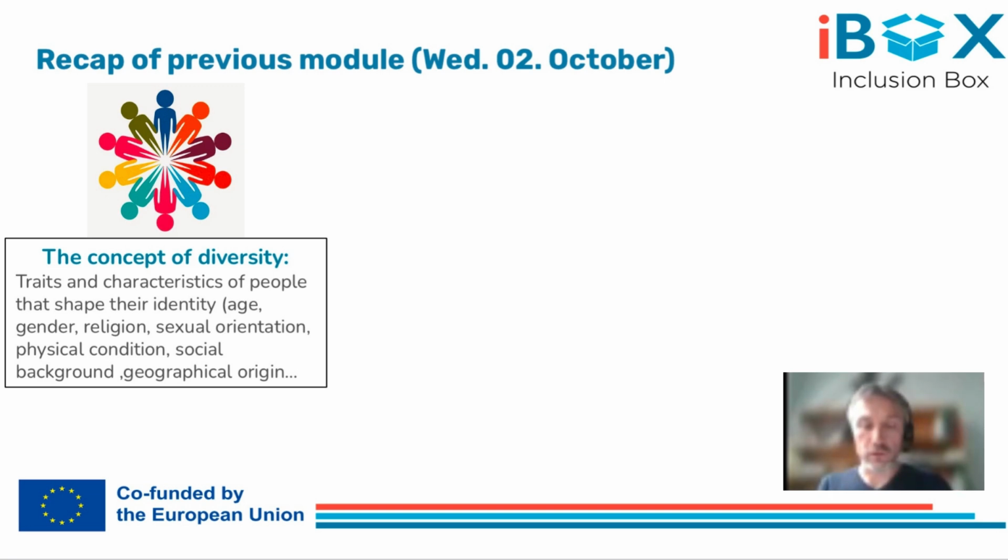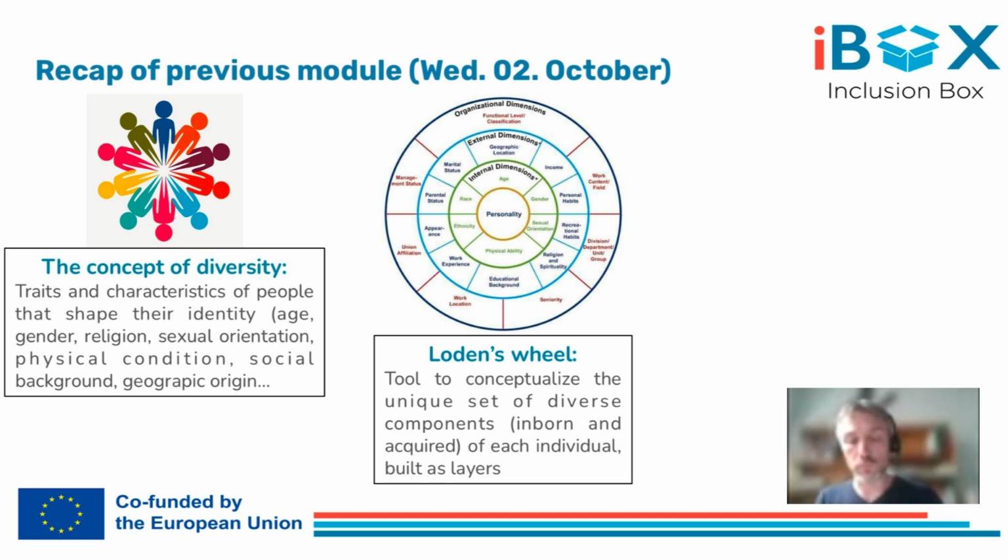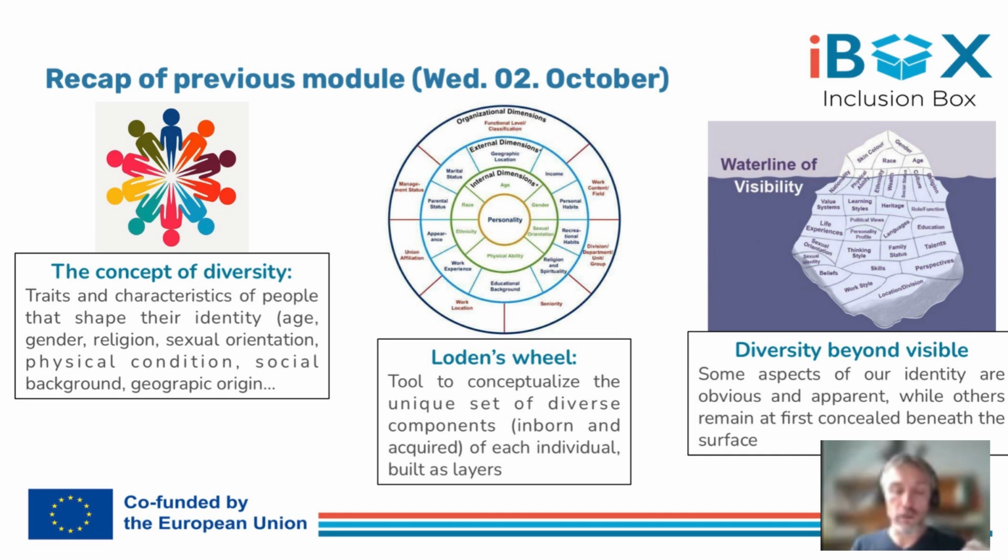So those characteristics, of course, some of them are inborn and at the core of each individual, but others are acquired and shaped along time by the environment people are raised in, or can also be the result of personal choices. So to present this notion, we used a tool called the Loden's wheel that helps conceptualize the different layers and the unique set of diversity components of each individual, and that basically builds one's identity. Some of them are immediately visible and obvious, of course, but others remain concealed, hidden at first underneath the surface, like an iceberg.